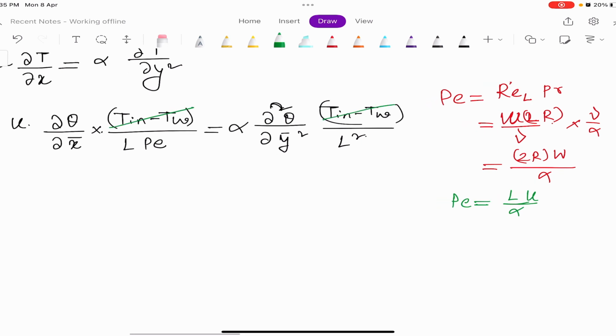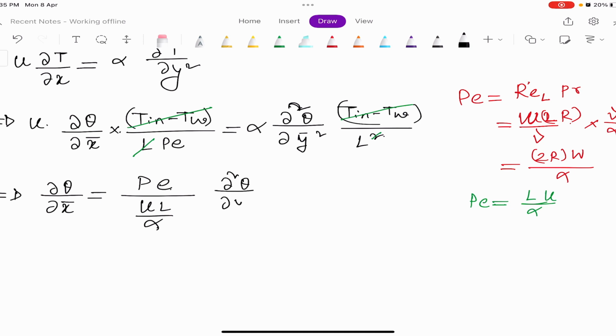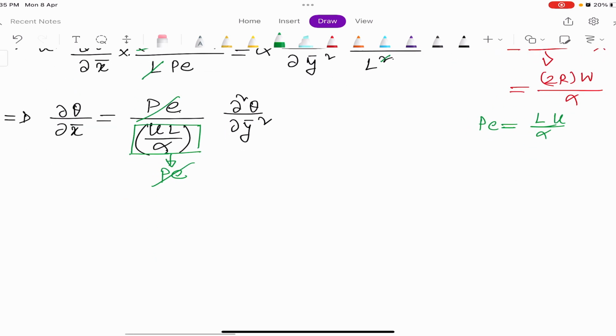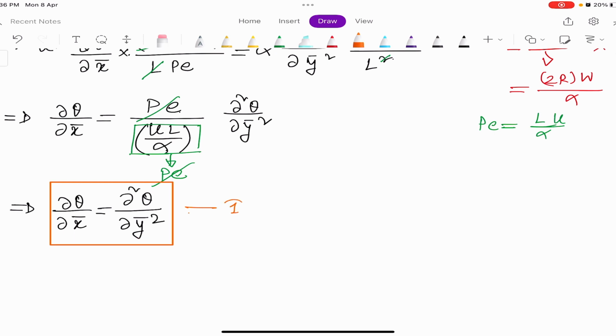So we can cancel out this term, and one L can be cancelled out. What is remaining here? Del theta del x bar is equal to, with one Pe above and alpha already there, I can write it like this. This is the definition of the Peclet number. So this and this will be cancelled out, and the final non-dimensionalized governing equation will be this. Let me name it as equation 1.